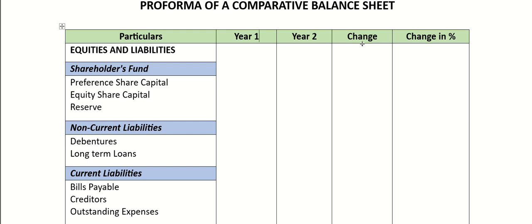Now, what we have to do? Like what we have done in the comparative income statement, here also we should find the change. What change happened in the second year, or what increase or decrease happened in the second year when we compare it with the first year? That change will be written here. Okay, what we will do afterwards? If here it was 1 lakh, here it is 2 lakh, then what is the change? There happened an increase of 1 lakh. If it was a decrease, we will put it in a bracket.